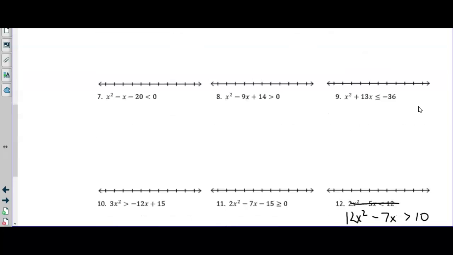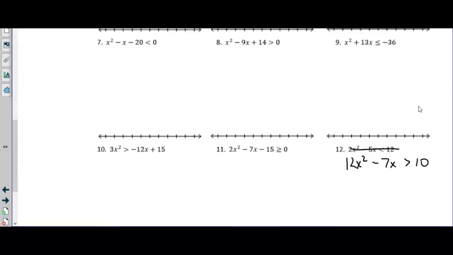And number 12 also needed to be fixed because number 12 was also one of the example problems. So switch that one as well. And this is where you'll be doing your practice.